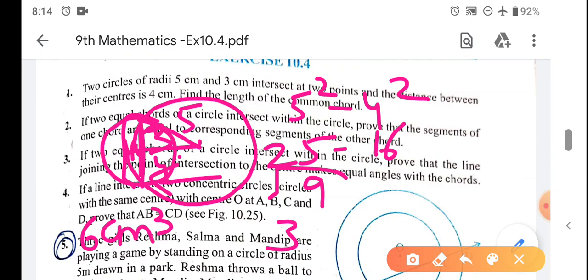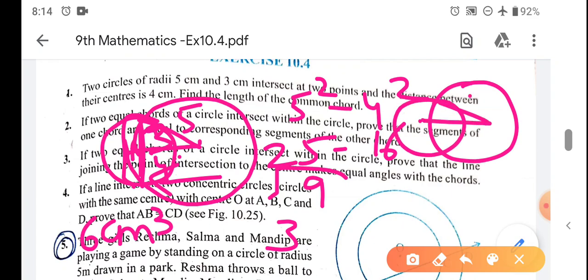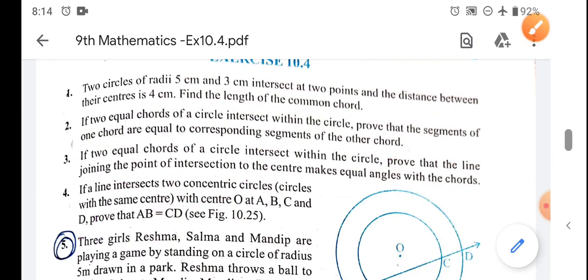We have used the Pythagoras theorem in this question. This is 5 and this is 4. We have to find out X. Then it is 3. Double of 3 is 6 centimeters.